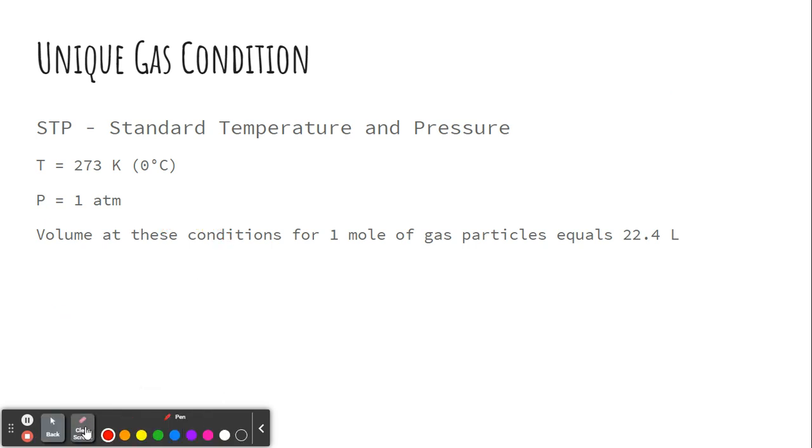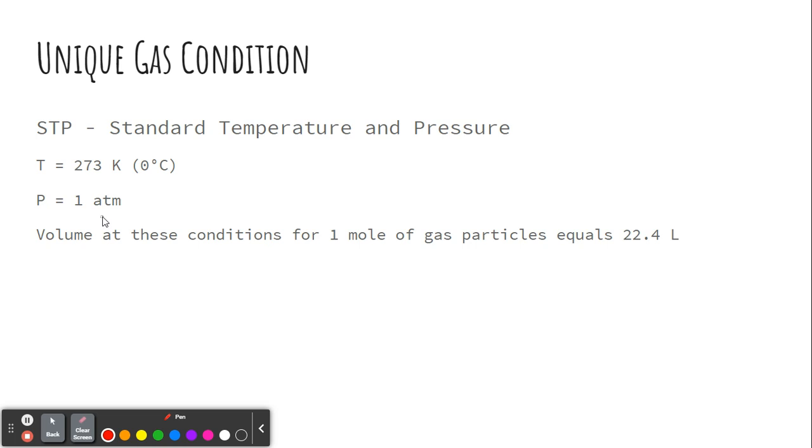Now with gases, many conversations happen around a specific set of temperature and pressure. When we look at that, 0 degrees Celsius is equal to 273 Kelvin, and that is the standard temperature. The standard pressure is 1 atmosphere.